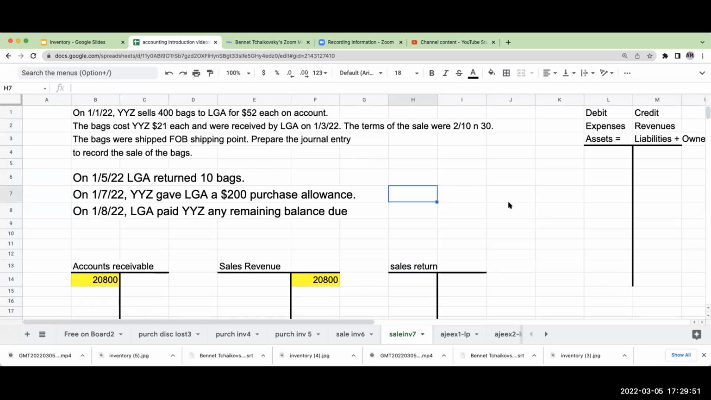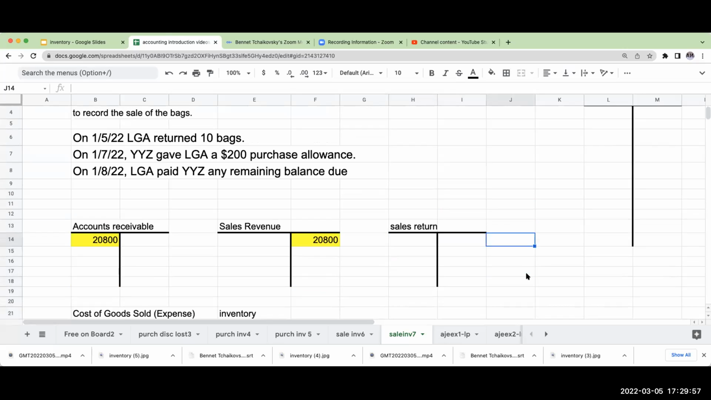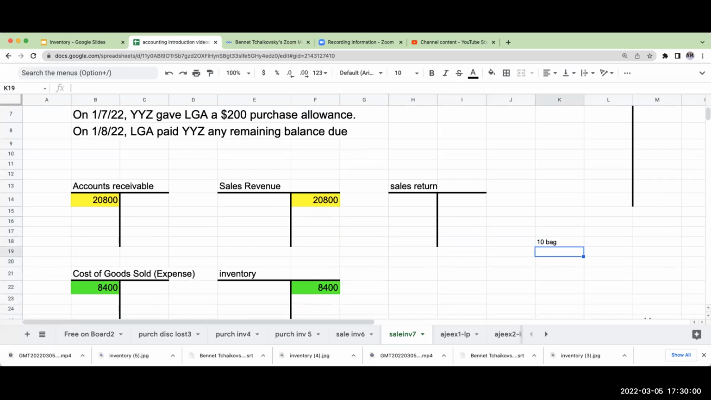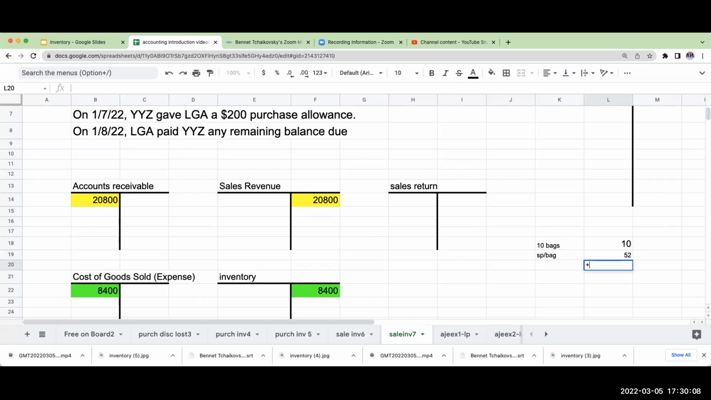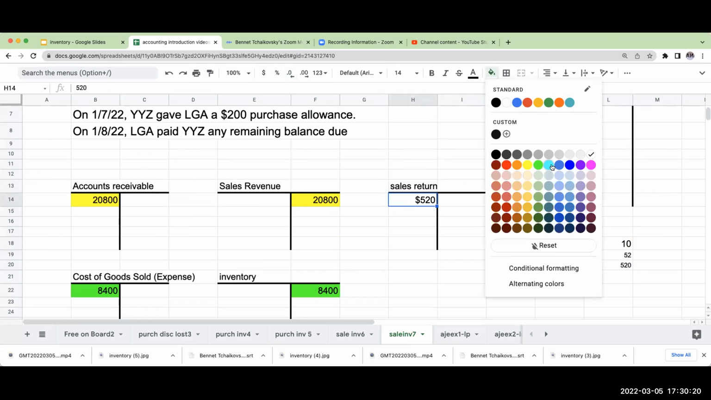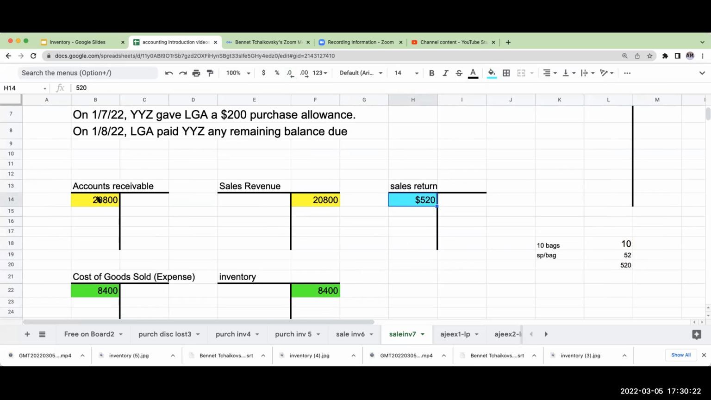So they returned 10 bags. If I sold it to them for $52 each, my sales price per bag was 52. So the amount of the sales return is going to be 520. I'm going to debit sales return. Once the customer gives me back this item, they're not going to want to give me the full amount that they owe me. So I'm going to credit accounts receivable for 520.